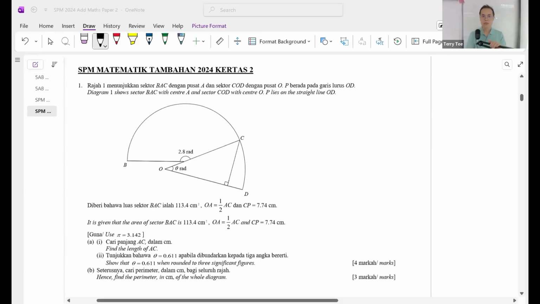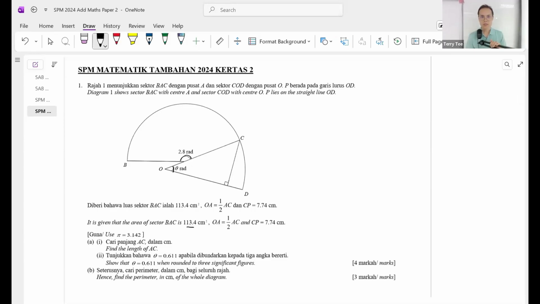This is paper 2, remember. So you are given two sectors of a circle. The first sector has angle in the middle, 2.8. The second one has angle theta. It is given that the area of sector BAC is 113.4. And OA is 1/2 of AC. CP is given as 7.74. P is actually here, guys. So you're supposed to find the length of AC.